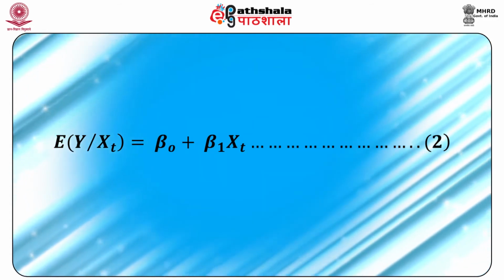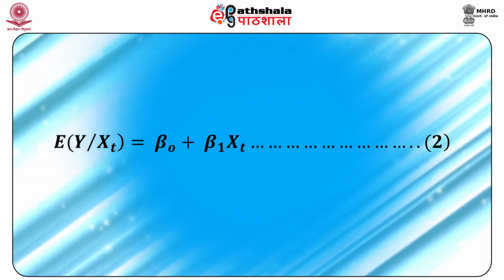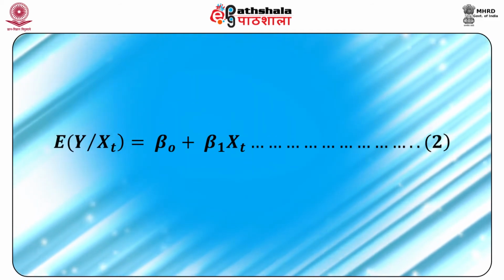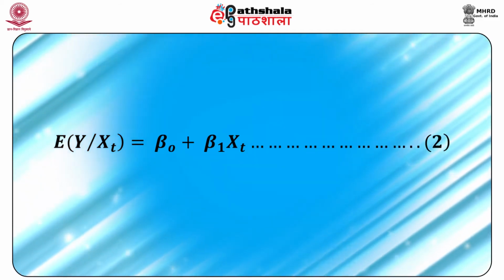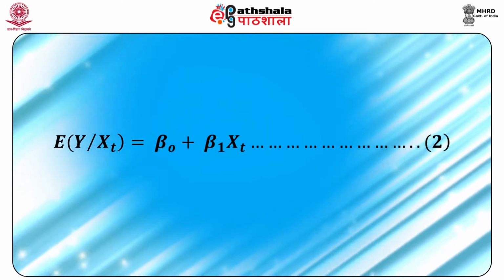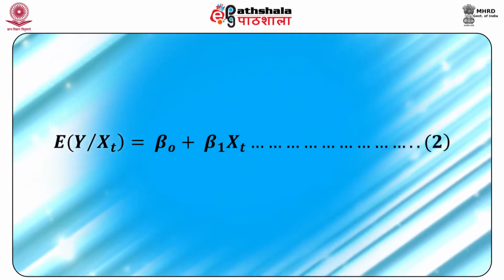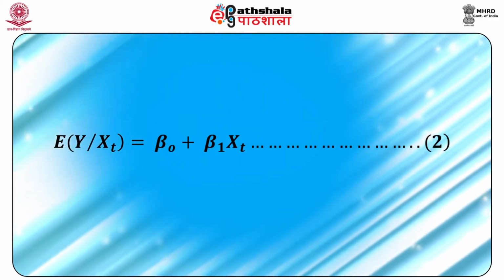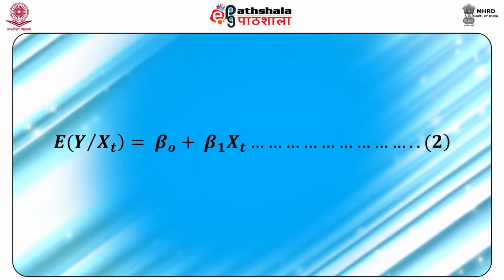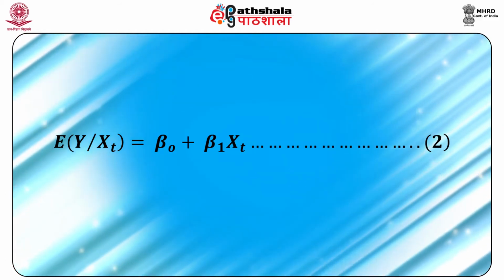In this equation 2, beta 0 and beta 1 are known as regression coefficients. The regression coefficients are fixed but unknown, and beta 0 is known as the intercept or constant term, and beta 1 is known as the slope coefficient. Equation 2 is also known as the linear population regression model, and our main objective is to find out the true values of beta 0 and beta 1, and also to find out the standard errors of beta 0 and beta 1.